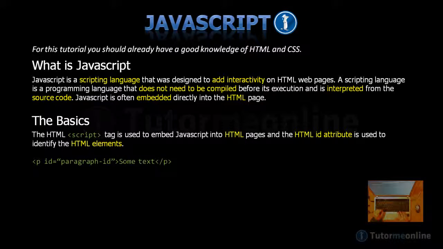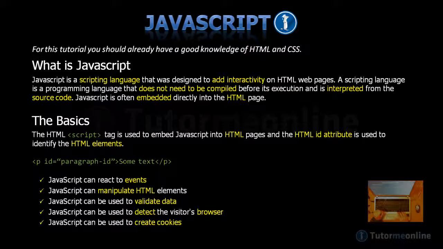So if you've done some HTML, you would have come across the script tag. The script tag is used to embed JavaScript into HTML pages. You would also have come across the ID attribute that is used to reference HTML elements. Now JavaScript uses this to identify the different HTML elements within your HTML code. In the example below, we've used a paragraph HTML element and we've assigned an ID of paragraph-ID to it. JavaScript can then use this in its code to reference that HTML element.